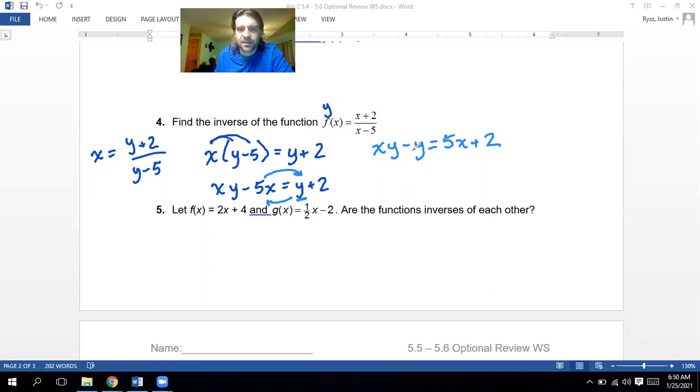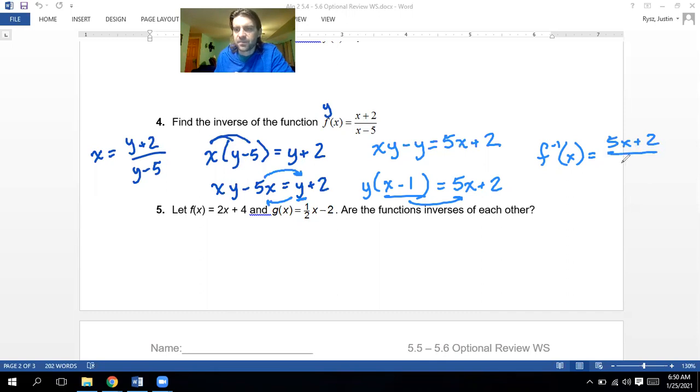Now that we have all the y's on one side, we can actually factor out the y because both of these terms have a y in common. xy divided by y is just x, and negative y divided by y is -1. So we can get this y by itself if we just divide by this term over here. So y by itself, or in fact, the inverse function is 5x plus 2 divided by what we factored out, the x minus 1. There we go.